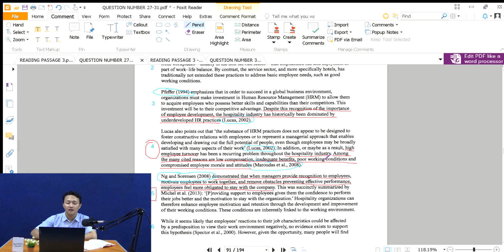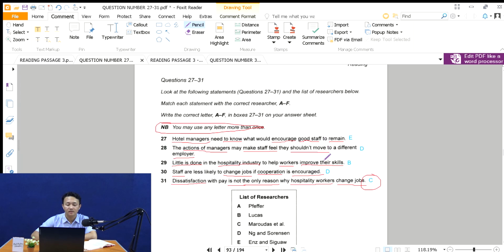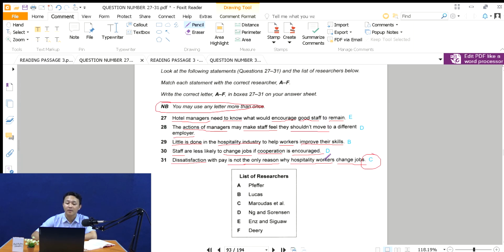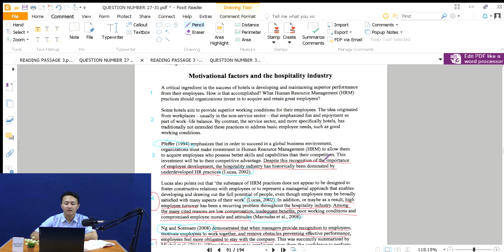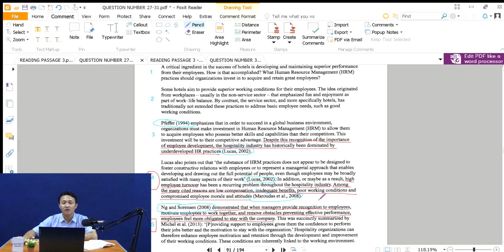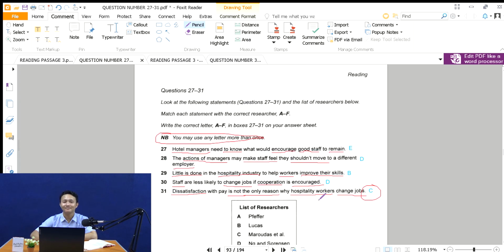So low compensation or dissatisfaction with pay is not the only reason why hospitality workers change their job, but also they have poor working conditions, and compromised employee morale and attitudes, right? So there you go, number 27 until 31.